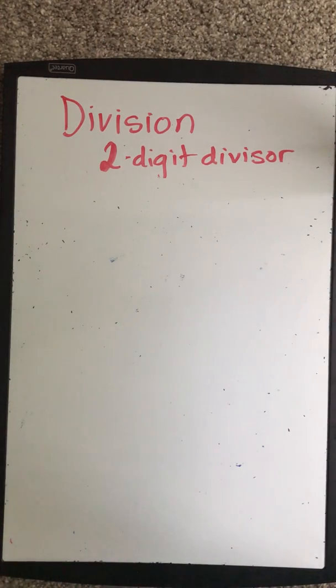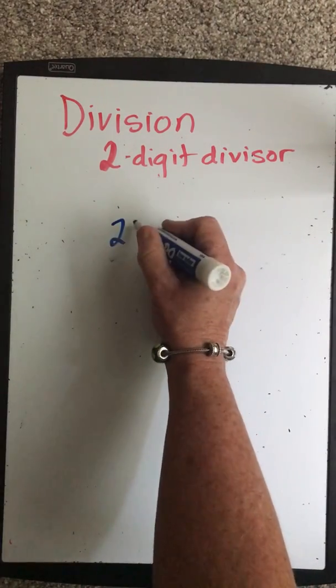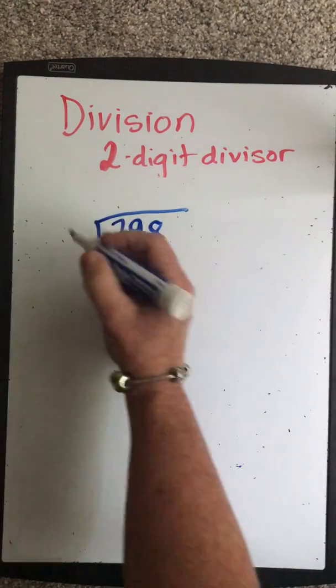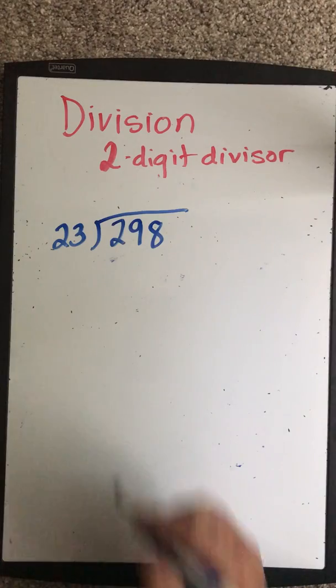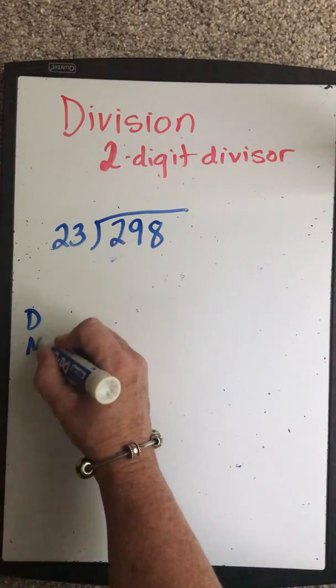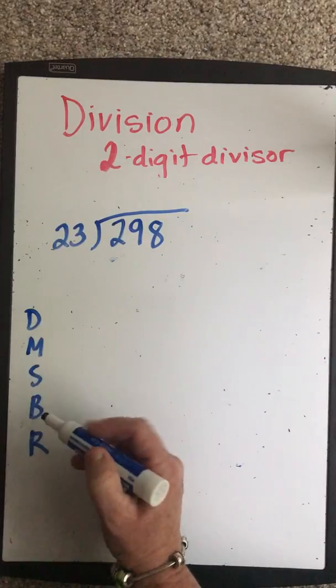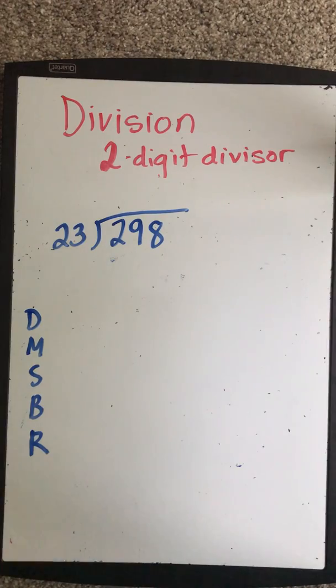So in this video, we're going to learn about dividing by two-digit divisors. If we have 298 and we want to divide by 23, what are the steps we're going to take? Well, we're going to do the same as what we did before. Dad, mom, sister, brother, rover: divide, multiply, subtract, bring down, and this is either repeat or remainder.